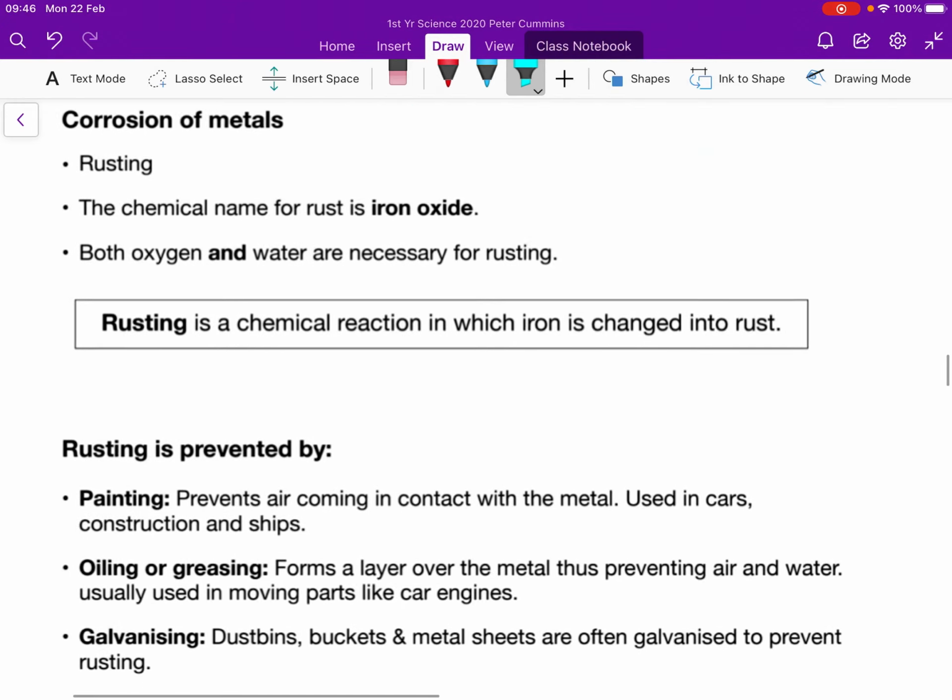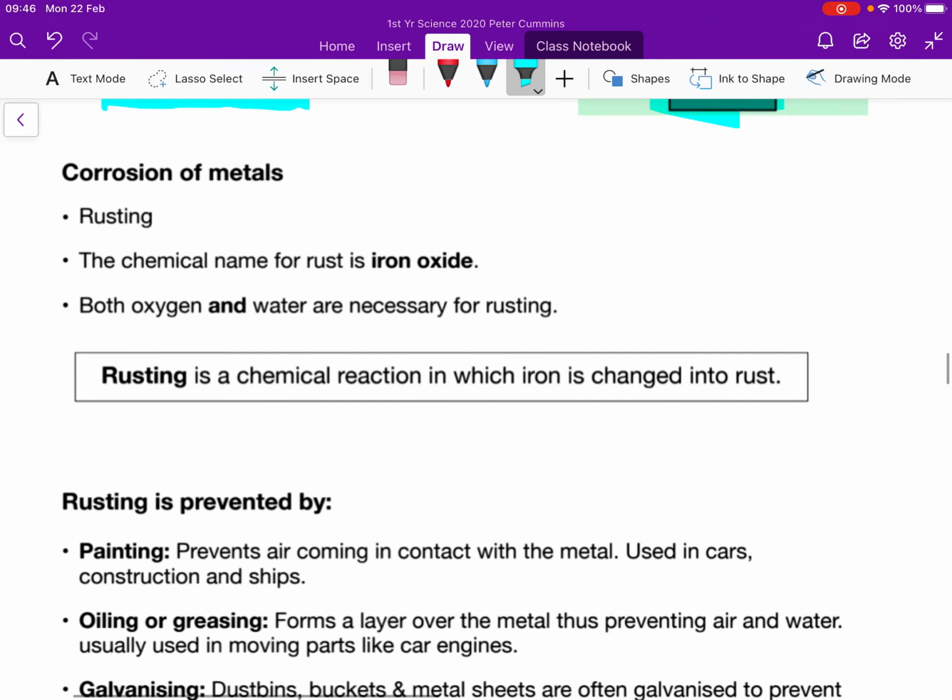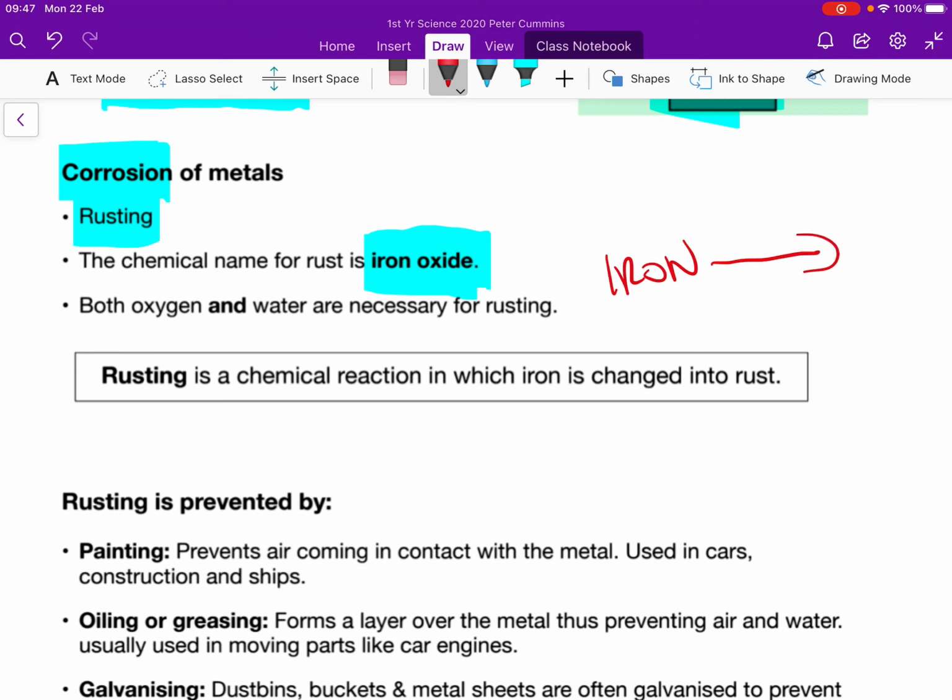Okay, the very last thing today is when metals break down. So this word here, corrosion, is a fancy name for rusting. Rusting is when metal breaks down, and when metal breaks down, it forms this stuff here. This is a fancy name for rust, iron oxide. So we have iron, and if you get rust, you get iron oxide.